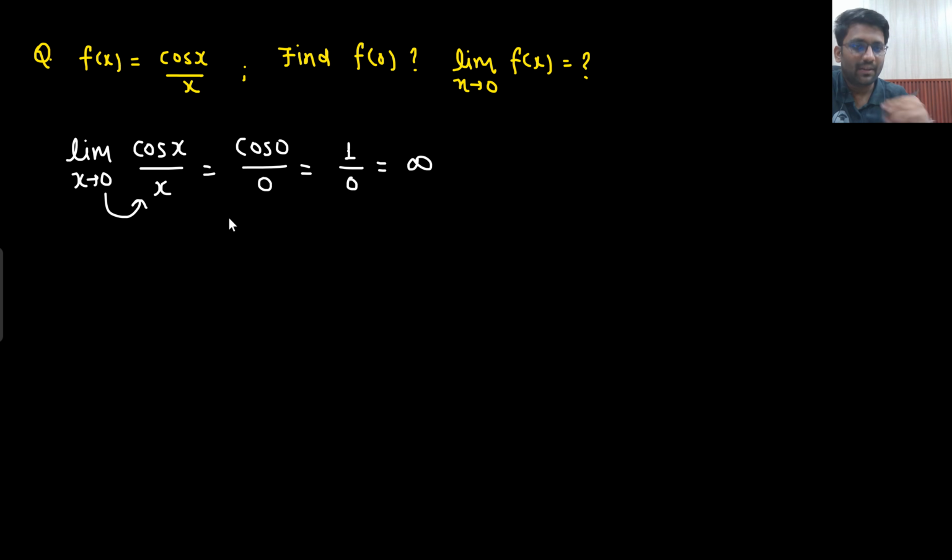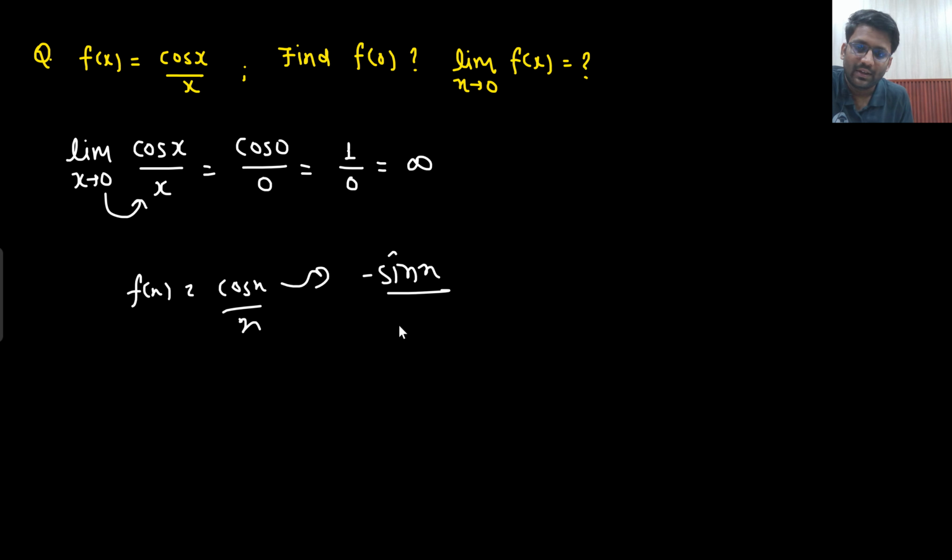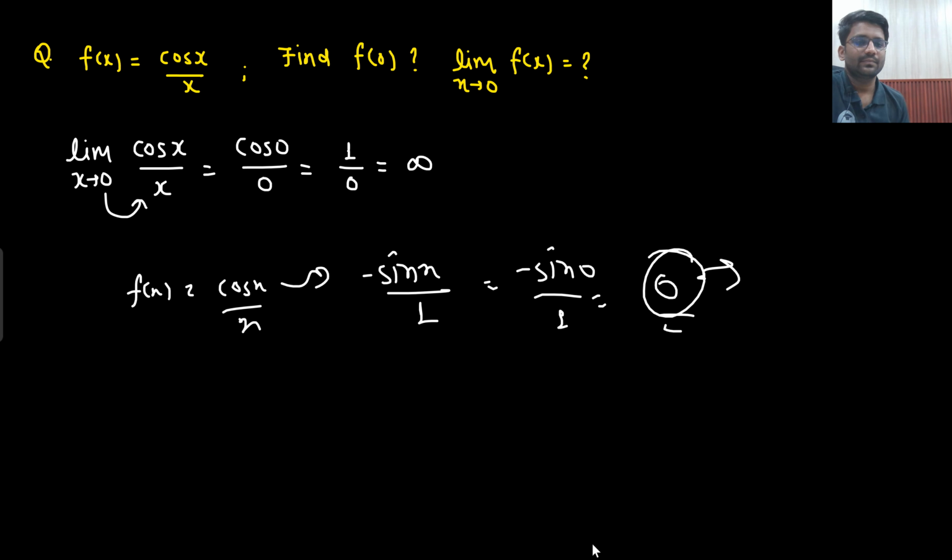What will happen is that in practice you will be so habitual of applying the L'Hopital rule that you directly say, sir, f of x divided by cos x by x. Okay, sir, I will apply the L'Hopital rule. Differentiation of cos x will be minus sin x. Differentiation of x will be 1. Now put the limit x equals to 0. So minus sin 0 divided by 1. What is the value of sin 0? That is 0. So what is the limit? Limit is 0. But the value of the limit is actually coming out to be infinity.